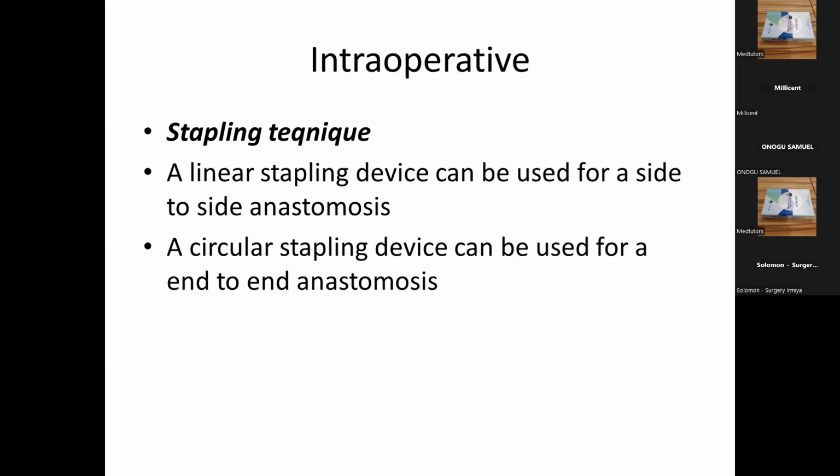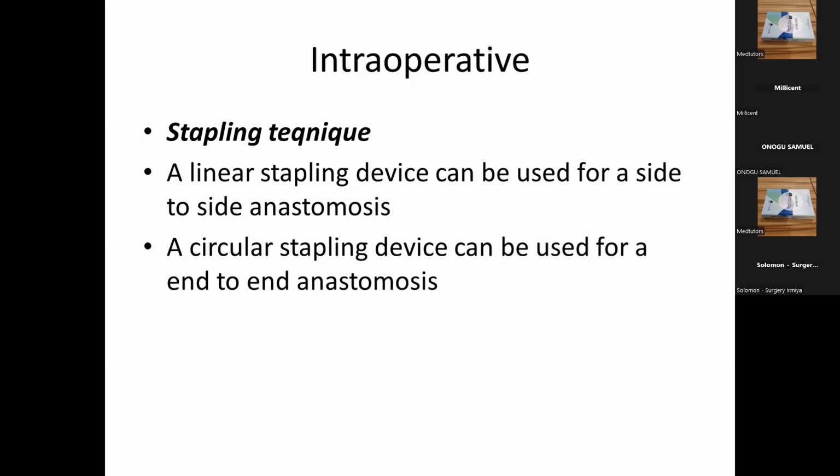Then intraoperatively, we can also use either the hand-sewn technique or the stapling technique. For the stapling technique, there are devices which have been seen to help reduce operative time. The outcomes of both the sewing and the stapling techniques have been seen to be very comparable. However, stapling has the added advantage that operating time is significantly reduced. There are majorly two types, the linear and the circular, and then there's another one to seal cut bowel ends.